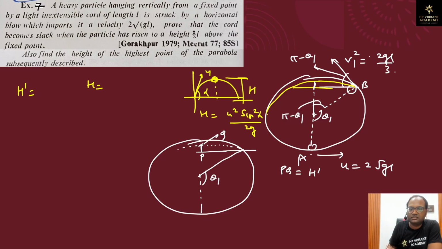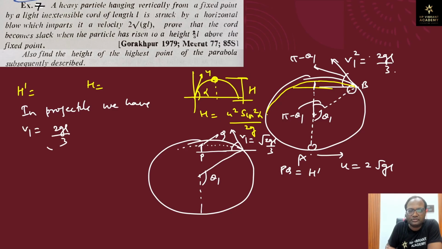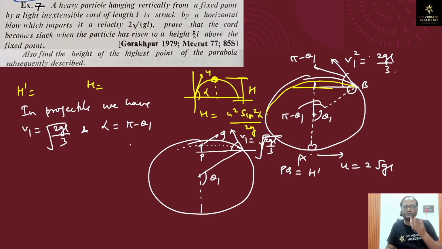And this is the angle of projection of the projectile. So this is v1 is equal to root under 2gl upon 3. The angle of projection is pi minus theta 1. So in projectile motion we have initial velocity v1 equal to root under 2gl upon 3, and angle of projection alpha is equal to pi minus theta 1. Samajh mein aa raha hai?